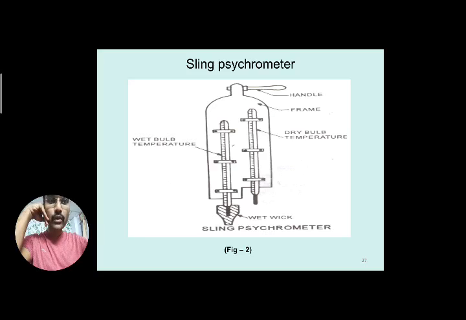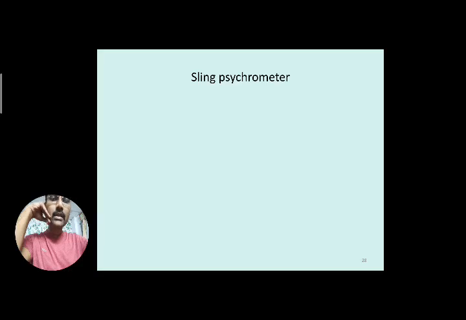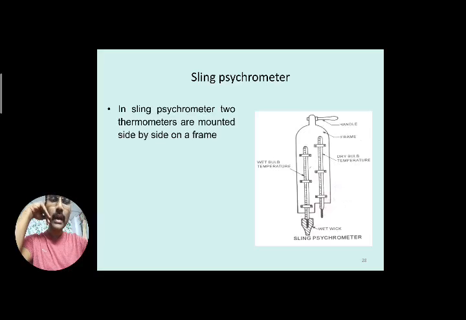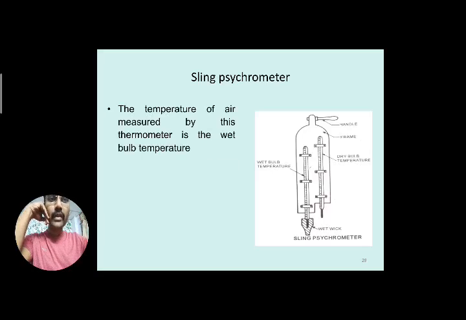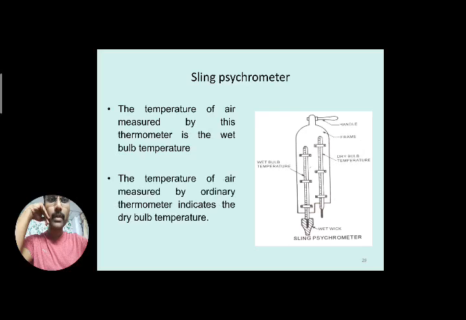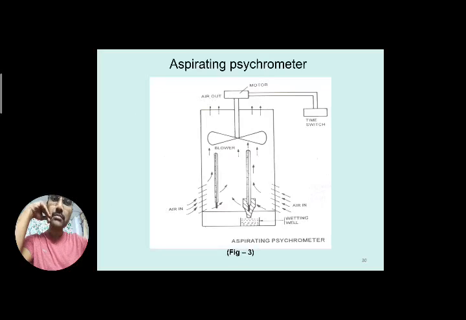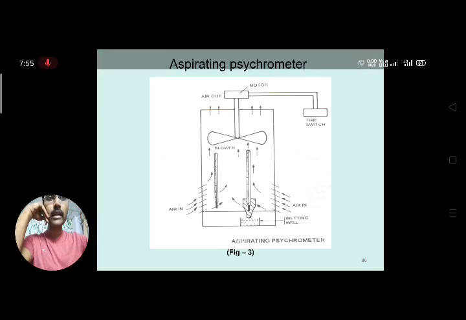As already told, two thermometers are placed side by side in a frame. The other thermometer is soaked in the water, covered with a thin cotton cloth. The temperature of air measured by this thermometer is the wet bulb temperature. The temperature of air measured by the ordinary thermometer indicates the dry bulb temperature. So very simple. If you rotate it by the handle, then you can get the temperatures.